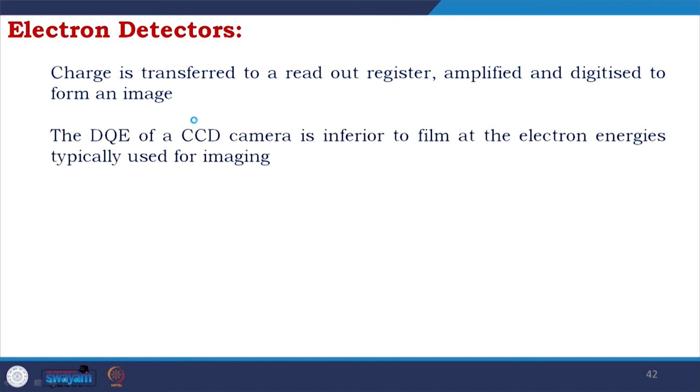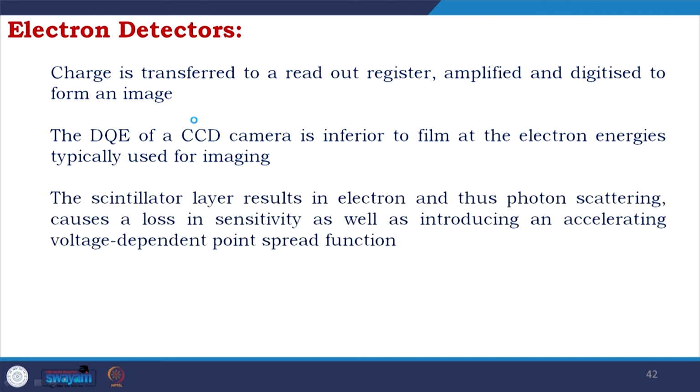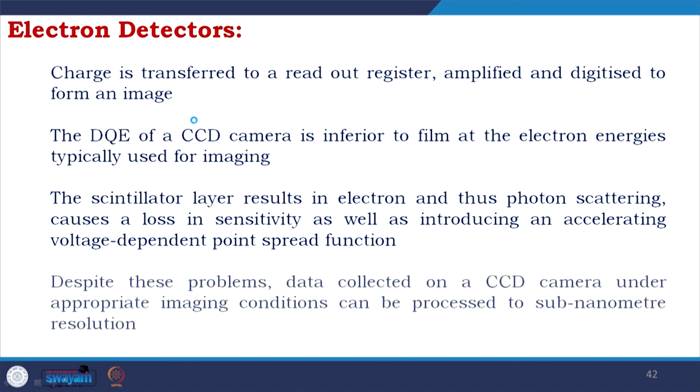The DQE of a CCD camera is inferior to film at the electron energies typically used for imaging. The scintillator layer results in electron and thus photon scattering, which causes a loss in sensitivity as well as introducing an accelerating voltage dependent point spread function. Despite those problems, the data collected on a CCD camera under appropriate imaging conditions can be processed to sub nanometer resolution. So, that is an advantage.